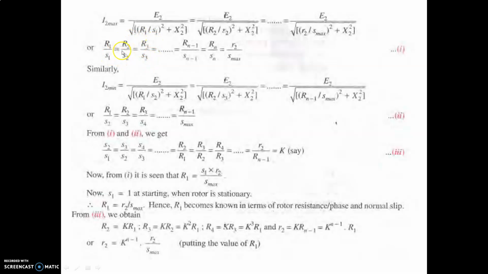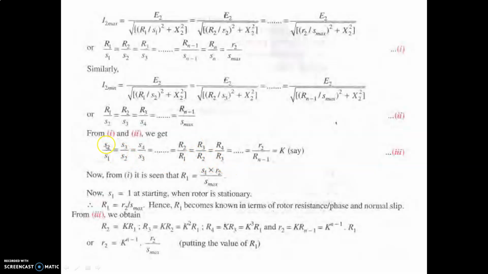Then from this set of equations, S3 by S2 is equal to R3 by R2, and so on. You are writing this equation, and the final value will be the final resistance over the previous step resistance. Like that, it will go on.